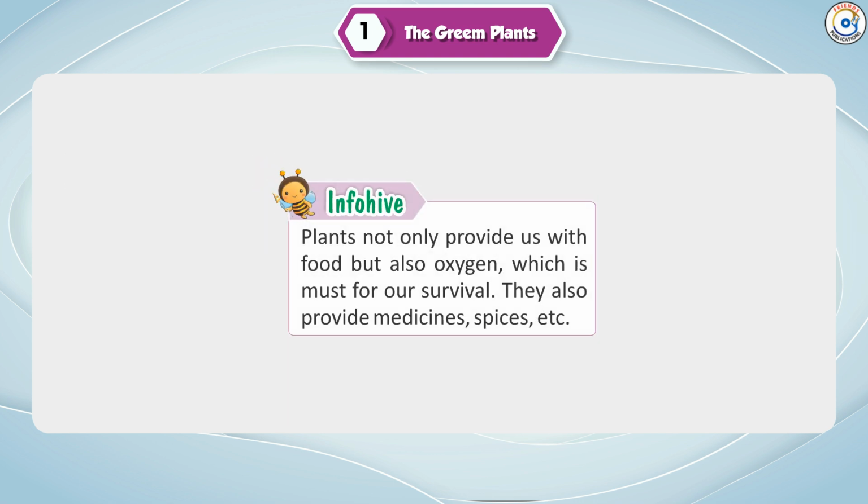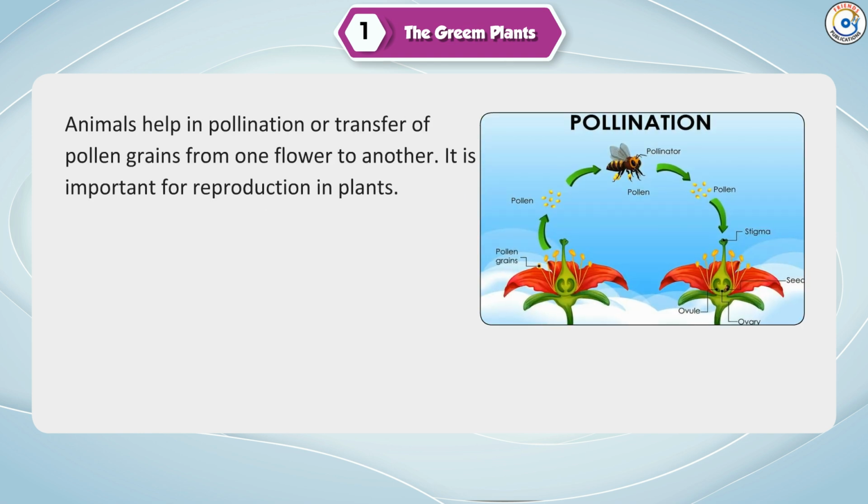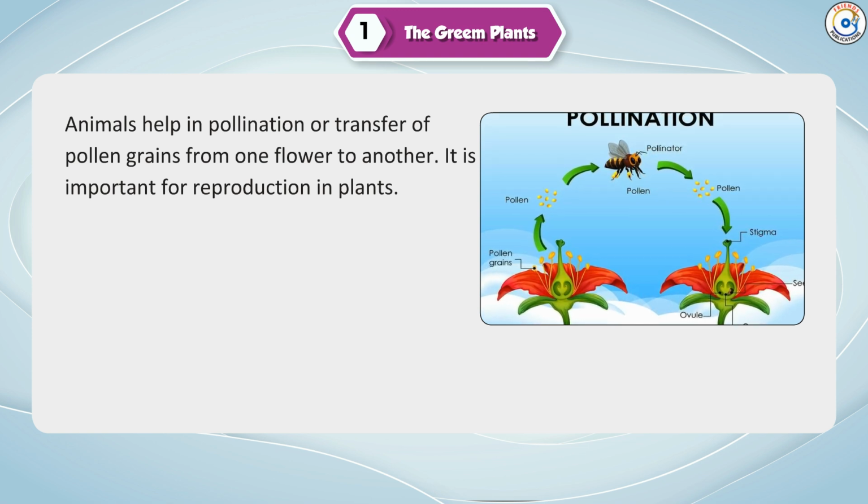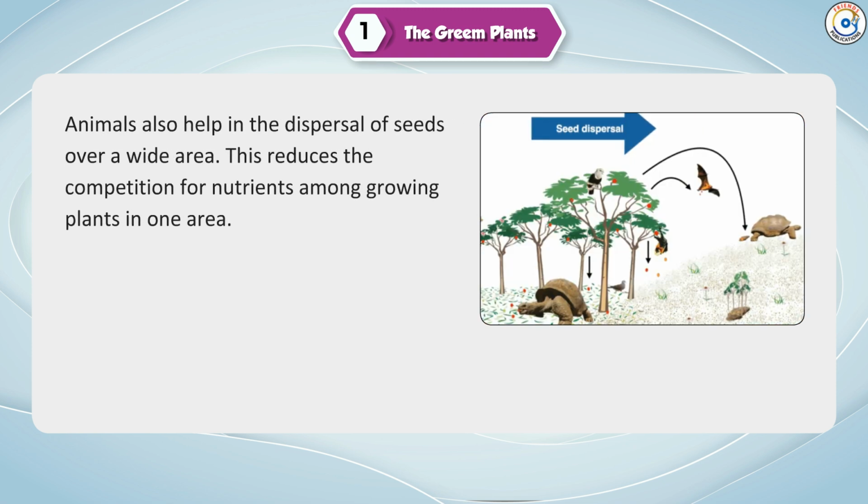Info Hive. Plants not only provide us with food but also oxygen, which is a must for our survival. They also provide medicines, spices, etc. Animals help in pollination or transfer of pollen grains from one flower to another. It is important for reproduction in plants.